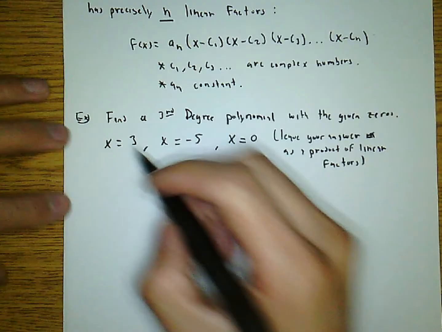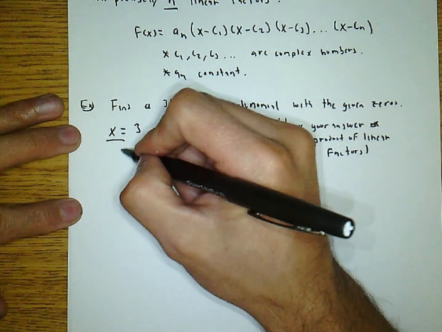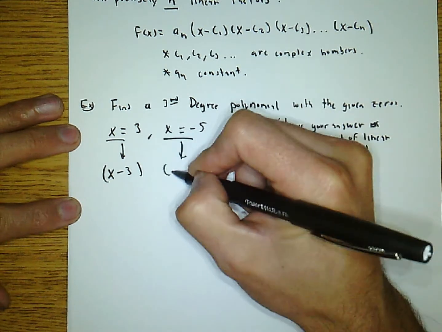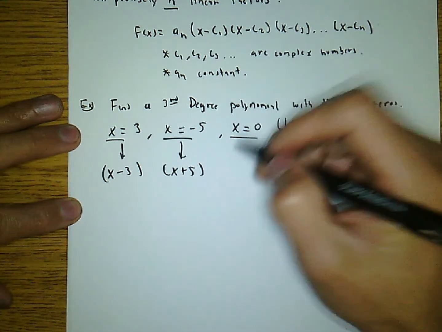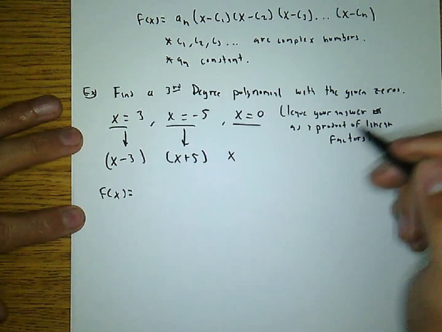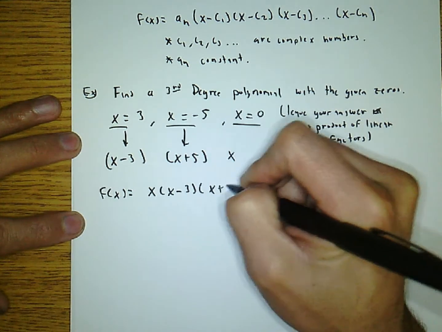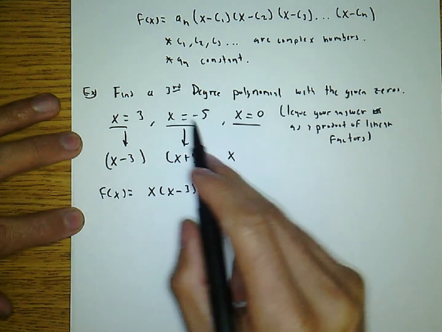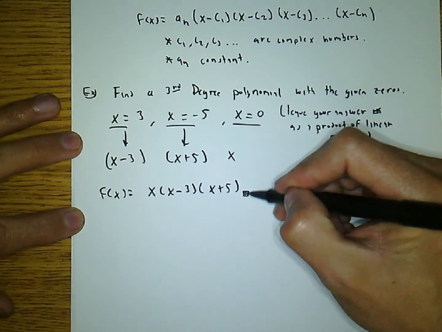Okay, so first of all, right now what I have is my zeros. So what I need to do is turn those zeros into factors. So this would be like saying x minus 3. This one would be like saying x plus 5. And that is like saying x plus 0, or x minus 0, which is just x. So literally, I'm going to be able to say that f of x is equal to x times (x minus 3) times (x plus 5). Notice how this has 3 zeros, which means it has 3 linear factors, and this would be an acceptable answer.